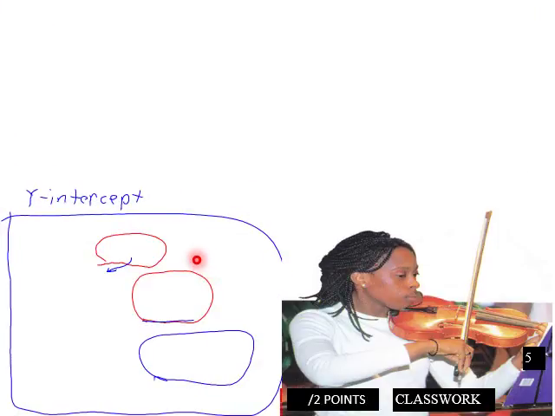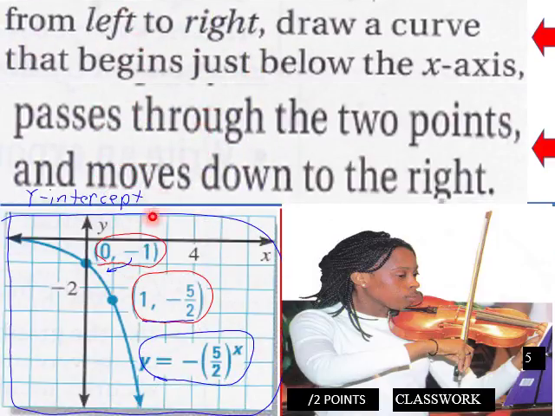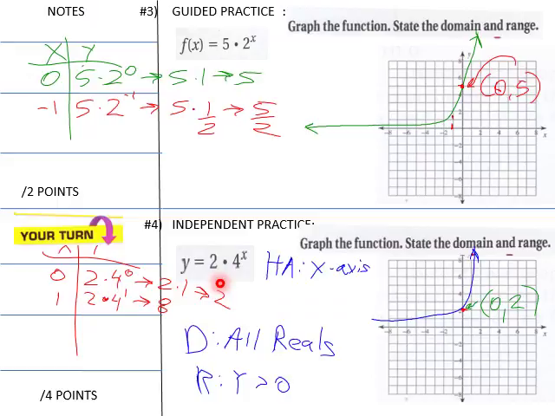Again, these are smartboard markings here. From left to right, draw a curve that passes through the two points. So right here was when x equals 0 in this function, which is -1. Then when x equals 1, y equals -5/2, which would be this plot here. And then you've got the general idea of how this exponential is going to go. You could stick that in your calculator and also check yourself on that as well.